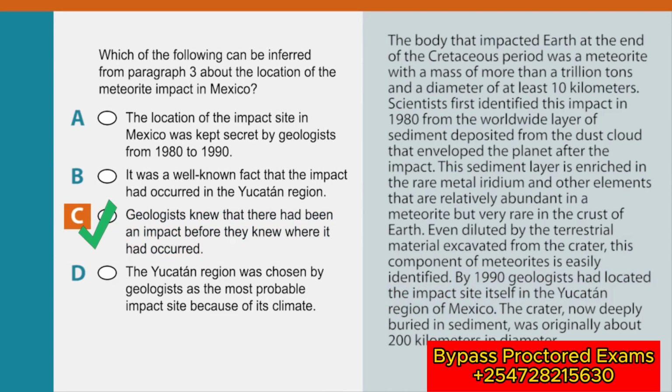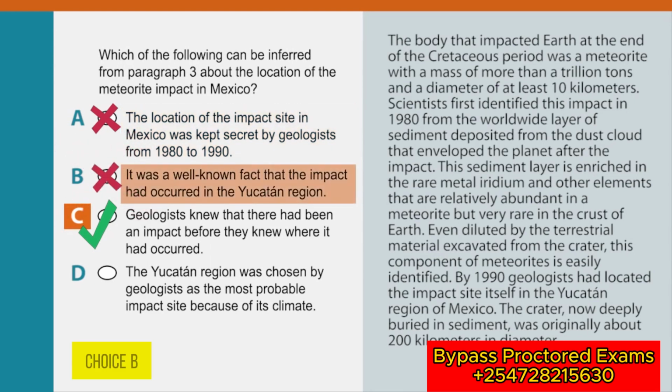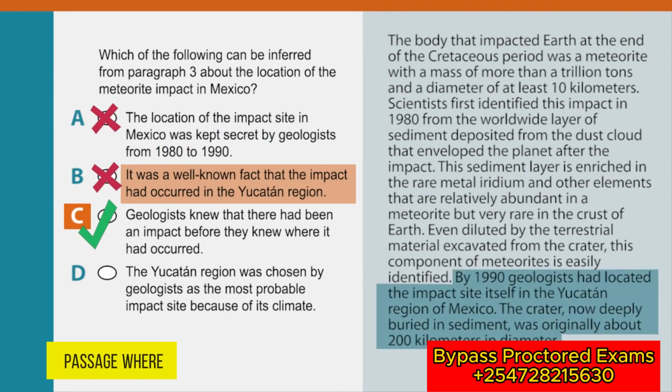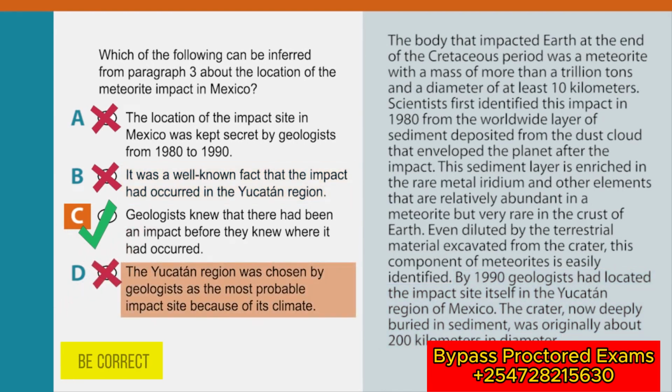Let's look at why the other choices can be eliminated. Choice A is not correct because there isn't anything written or implied in the passage about geologists keeping the impact site secret. Choice B is also not correct. Saying that it was a well-known fact contradicts the passage where it talks about the discovery of the crater in the Yucatan. Choice D also can't be correct because the paragraph doesn't mention climate as a factor in the discovery of the impact site.